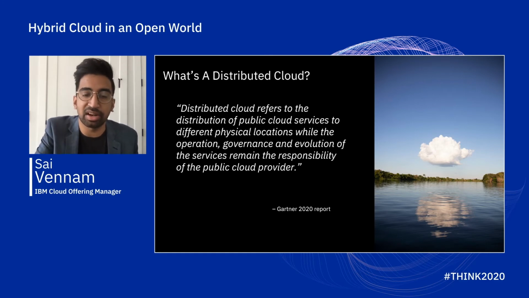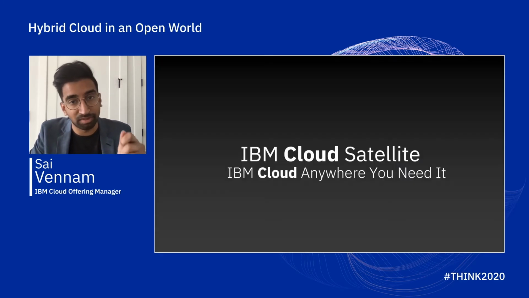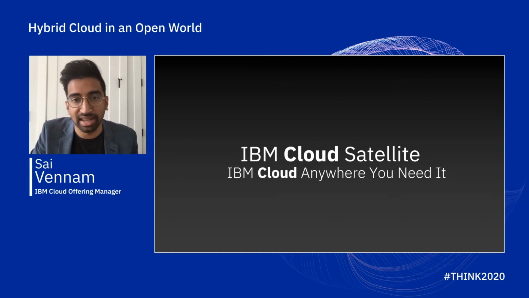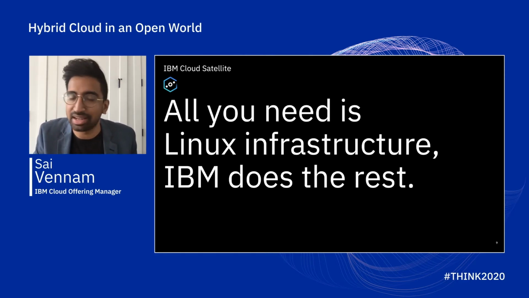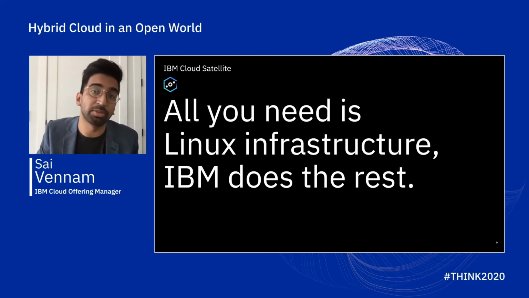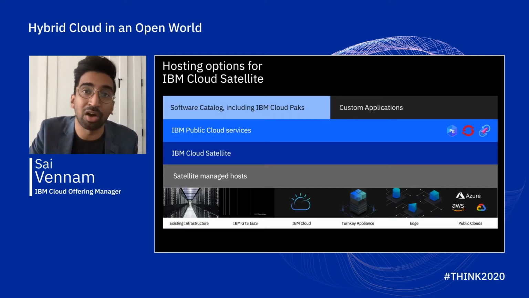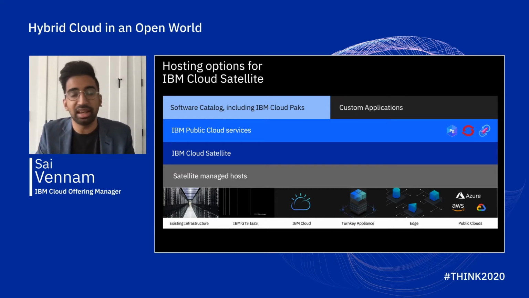Now, let's break that down a little bit further. But first, I'd love for you guys to take a look at what we're doing with IBM Cloud Satellite, which is essentially our distributed cloud offering, and it's essentially IBM Cloud anywhere you need it. Now, there's not really any gimmick. If anything, the one catch is that you need to have Linux-based infrastructure, and then IBM will do the rest. That's really it. And the idea here is, as long as there's Linux compute that you register with IBM Cloud Satellite, we're going to be able to deploy IBM Cloud services directly on those platforms.